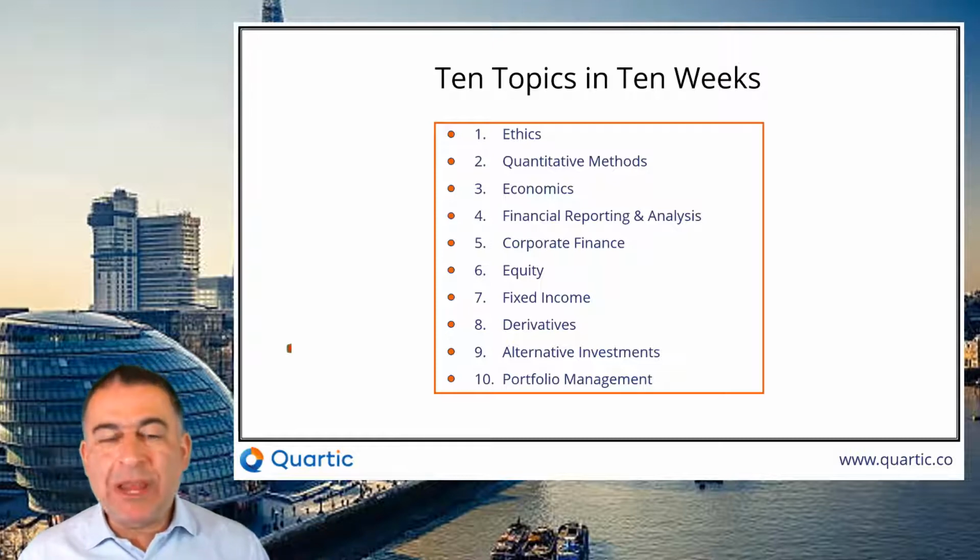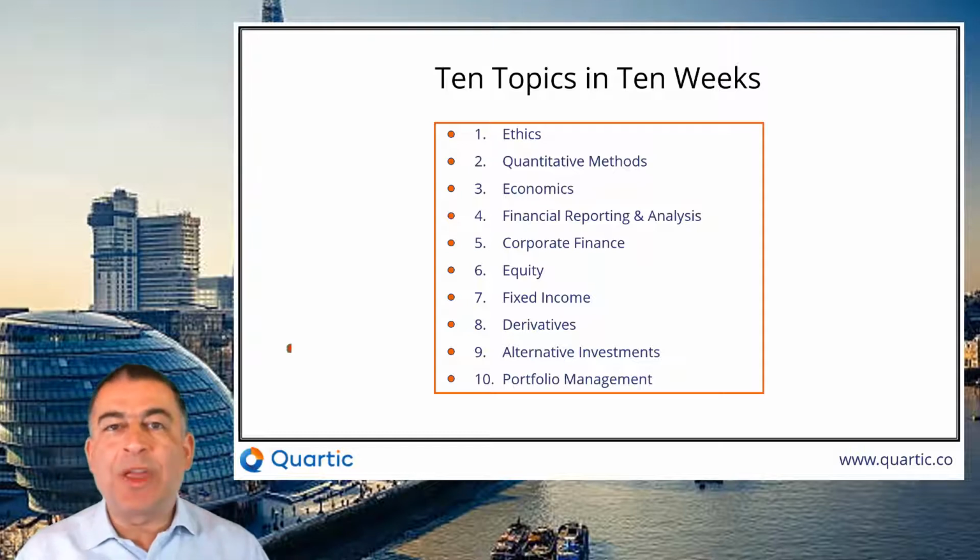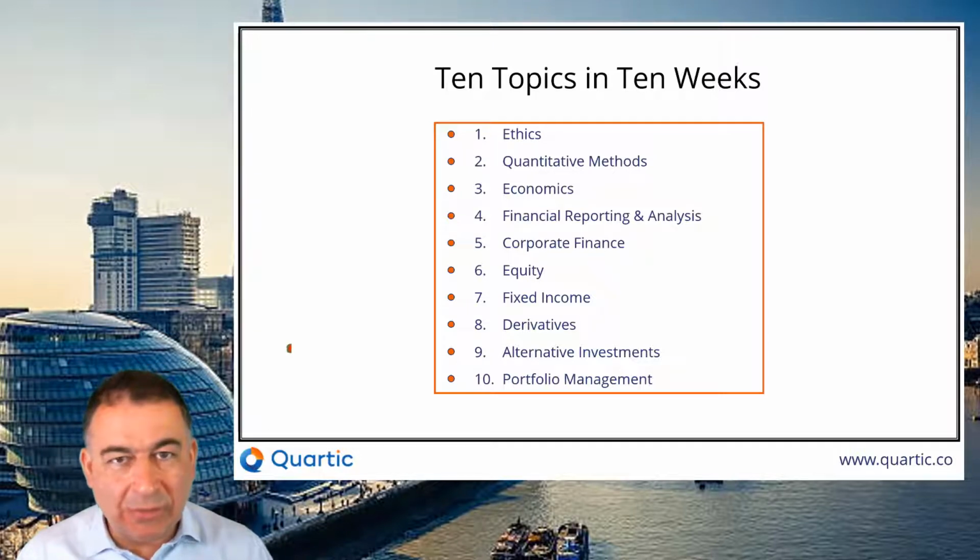We reach the culmination of our analysis here. Within the 10 topics, we've got three main areas. We start off with the analytical tools. You've got the quants, the economics, the accounting, the corporate finance. We apply those tools to asset valuation, and we have equity, fixed income, derivatives, and alternatives.